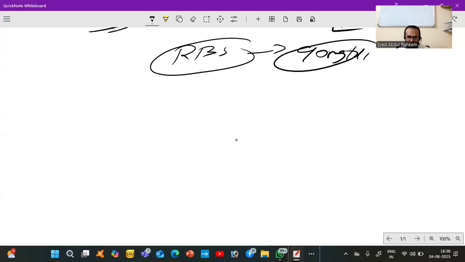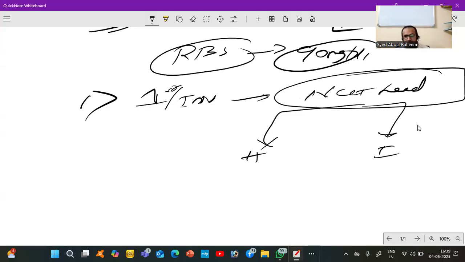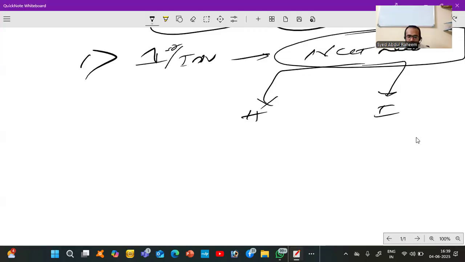what do I have to do? The first thing the doctors will advise is the first investigation. What is the first investigation? This is NCCT head, CT head, to differentiate whether it is hemorrhagic or ischemic. This is the basic protocol. First step, we have to remember that.